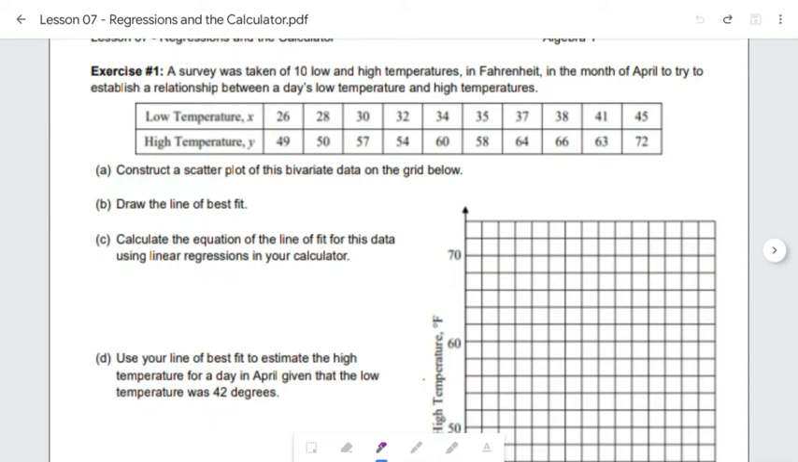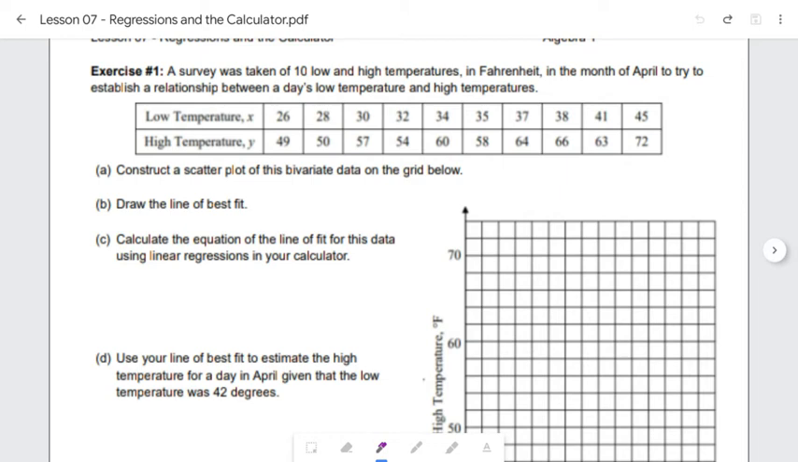Hey everyone! In this video, we're going to take our calculator a little bit further and figure out some of the cool things it can do to help us. So, in exercise 1 here, we have a survey that was taken of 10 low temperatures and high temperatures in Fahrenheit in the month of April to try to establish a relationship between a day's low and high temperatures.